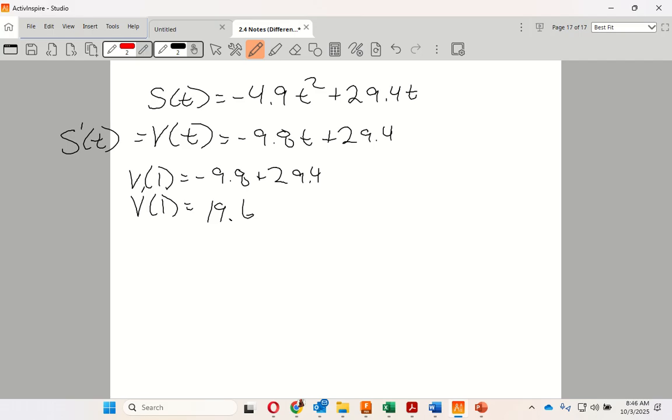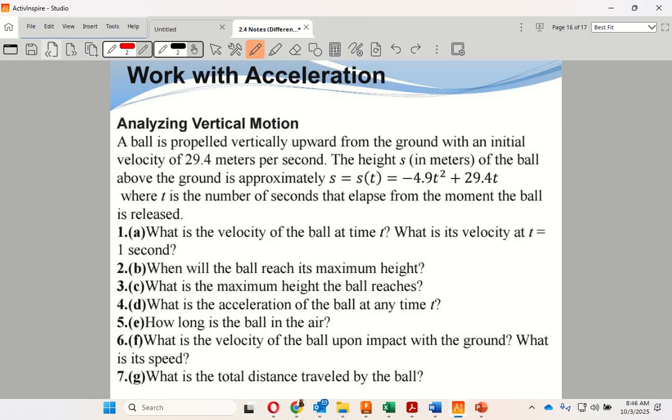Now, what are my units on that? Whenever we're actually doing these problems, we need to label the units. Meters per second. So, meters per second.